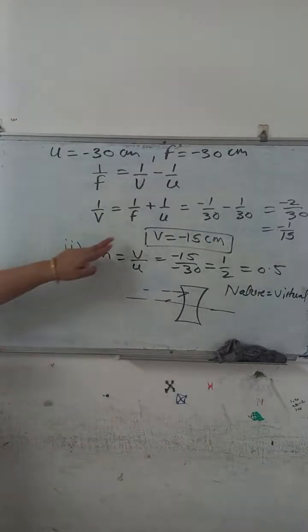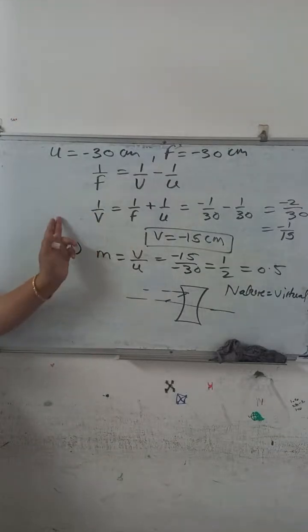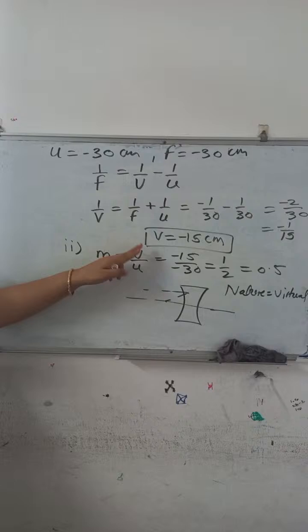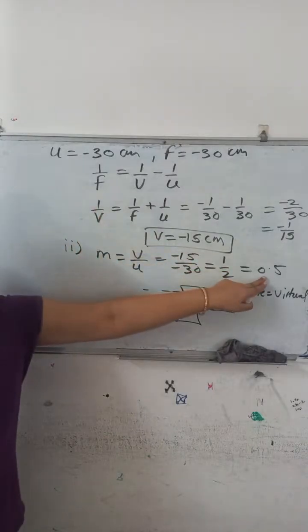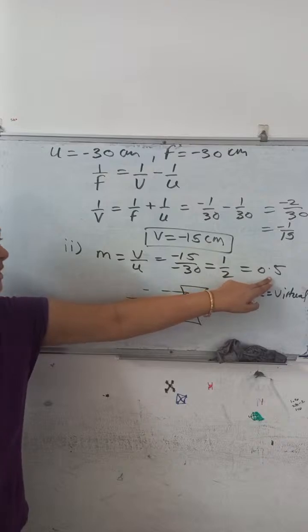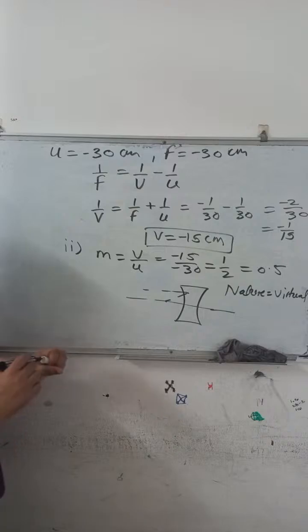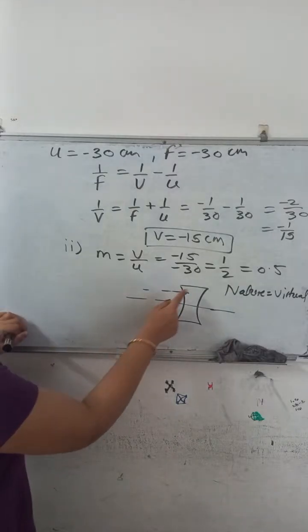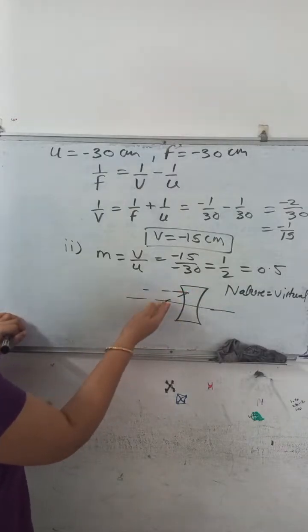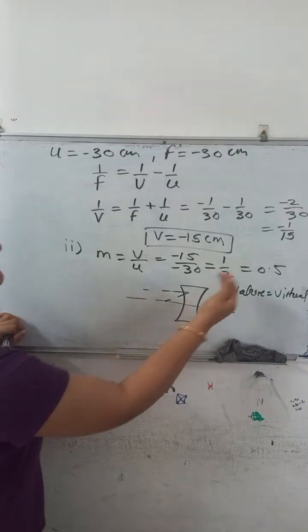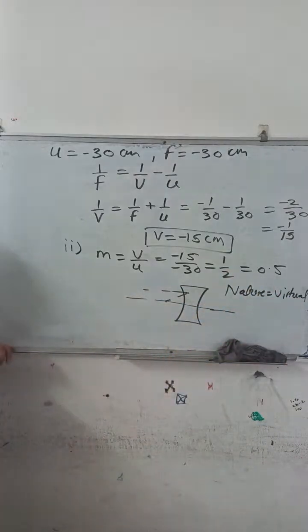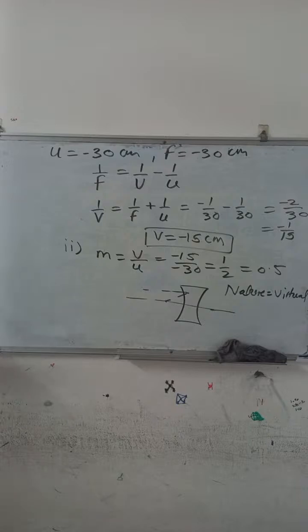But V is what we are getting on the same side. That's what we are saying, the image is erect, and because of the magnification we can say that it is diminished and it is formed on the same side. Since it is on the same side, we say it is erect. But here the rays appear at the focus, so we can say that the nature is also virtual here. Okay, so this is the answer for this question.